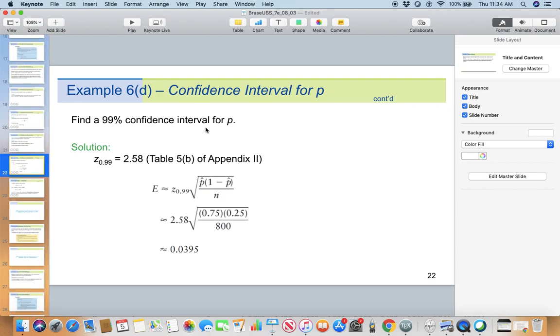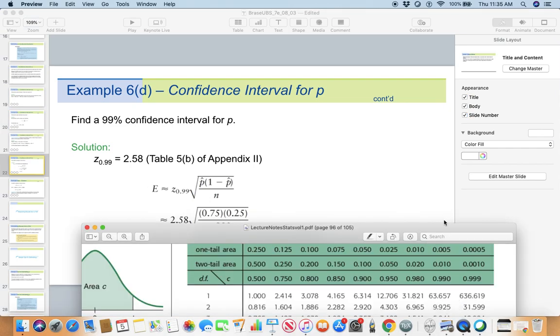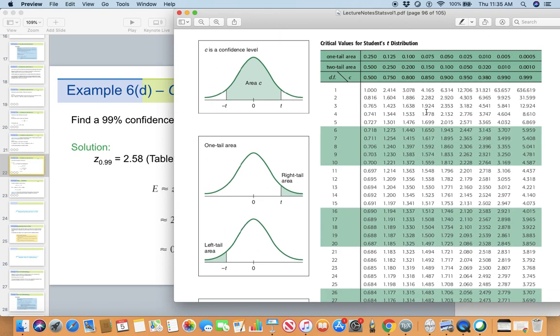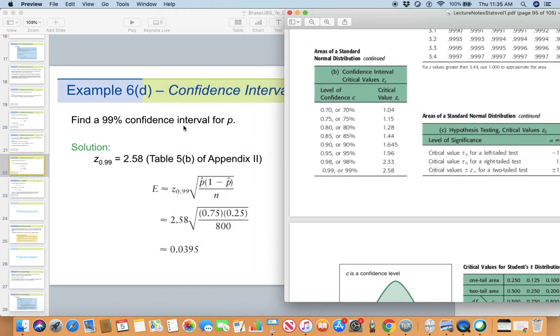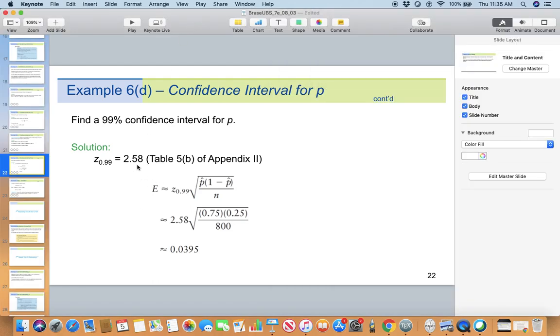Find a 99% confidence interval for P. Z99 is 2.58. How do you find Z99? Here is the table of confidence interval critical values. For 99%, here is 0.99. Its Z sub C is 2.58. So using that Z sub C, you use your formula for E and you get approximately 0.0395.